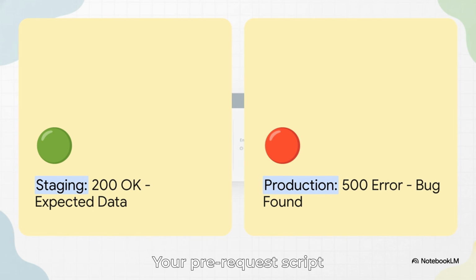Your pre-request script automatically grabs a fresh production token. You hit Send, and there it is. You get the 500 internal server error. You've instantly, safely, and perfectly reproduced the bug side by side, all just by toggling a dropdown menu.